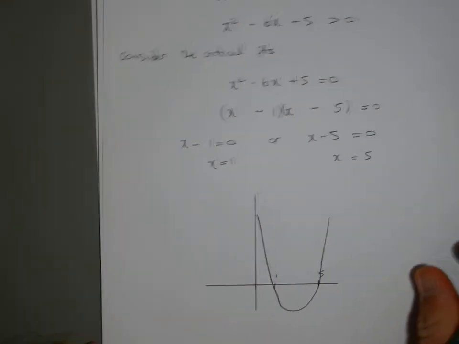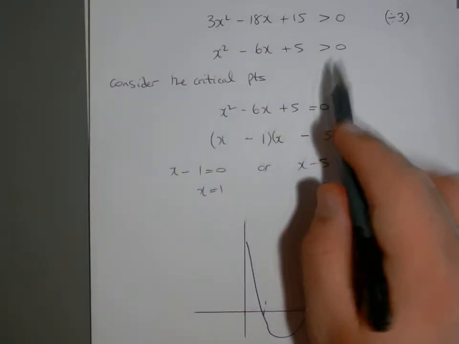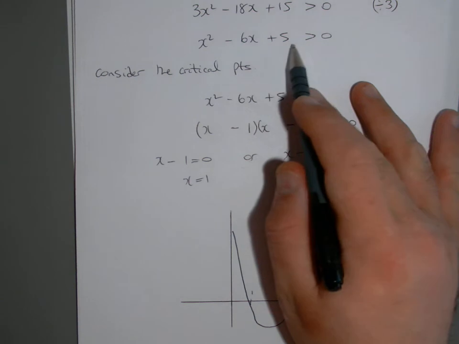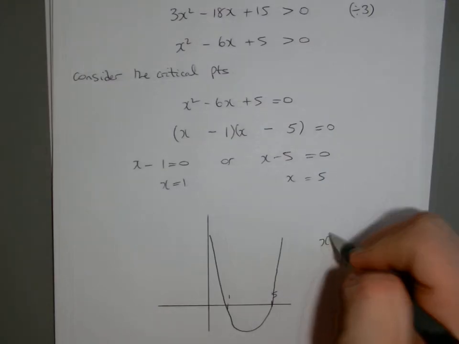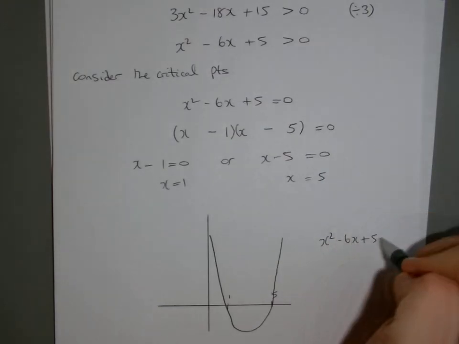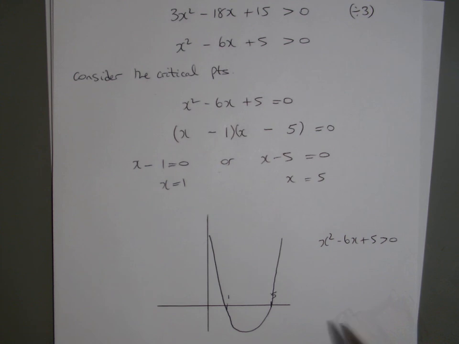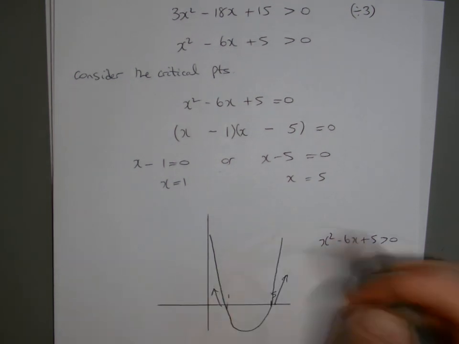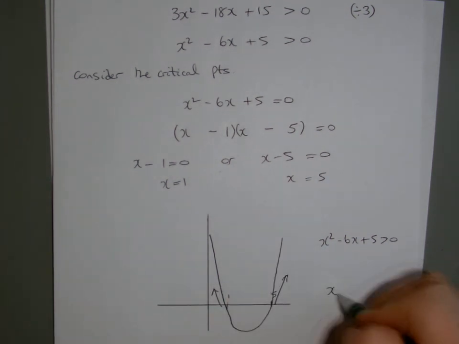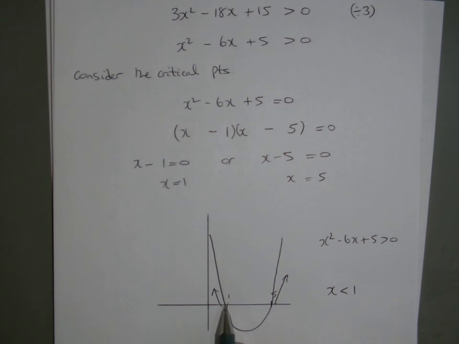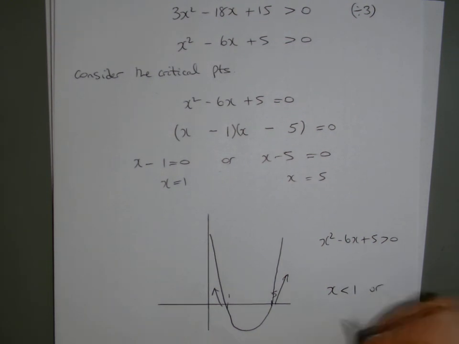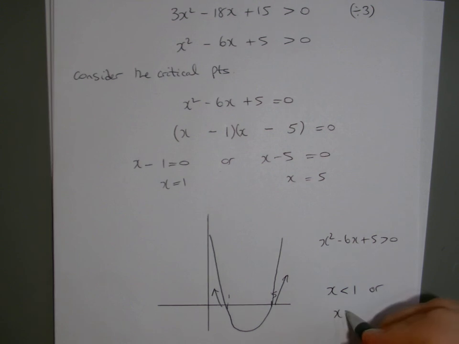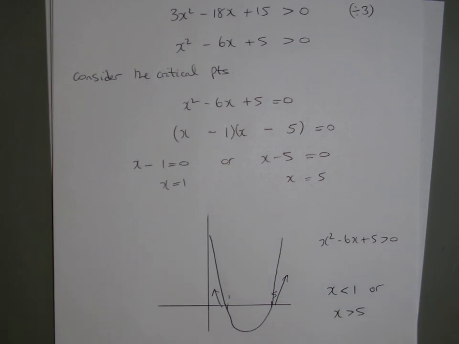Now going back to the inequality I was trying to solve before, basically it's x squared minus 6x plus 5 is greater than 0. So I'm interested in when the quadratic is positive, so it'd be positive here, positive here. In other words, when x is less than 1, or, it's important to have the word or there because they are different regions, they don't go together, x is greater than 5. So x is less than 1 or x is greater than 5.